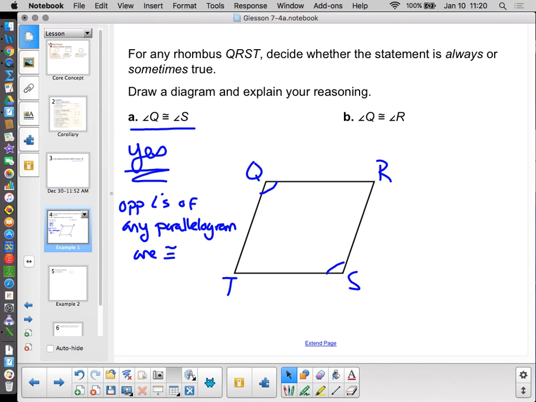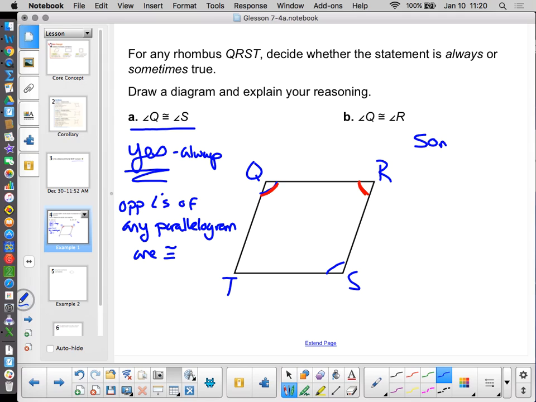Next says angle Q congruent to angle R. So is it possible that angle Q and angle R are congruent? Okay, by the way, by yes I meant always, sorry. Is it possible that angle Q and R are congruent? Now, those are consecutive angles. Consecutive angles in parallelograms are supplementary. They add up to 180. So clearly Q and R, since it's a rhombus, will not always be congruent. But could they be congruent? Yeah, sometimes if it's a square. So the answer here, that is sometimes true.